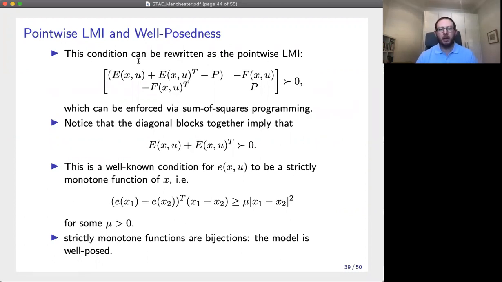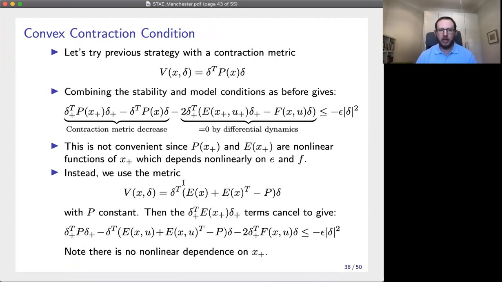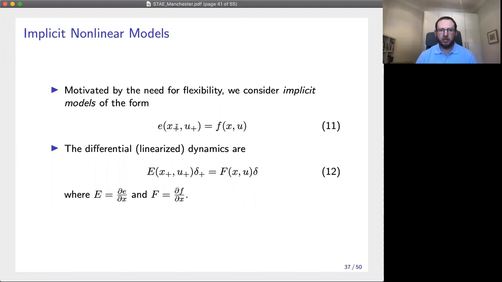Again, we notice that combining this block and this block, we get that E plus E transpose is strictly positive definite for all X and U. And this is actually a well-known condition for E to be a bijection. So this implies that E is a monotone operator in this sense: E of X1 minus E of X2 transpose X1 minus X2 is greater than or equal to some scalar multiple of X1 minus X2 squared. This condition implies that the function E is a bijection, which means that this implicit model is well posed. For every X, U, and U plus, we have a unique solution, X plus.